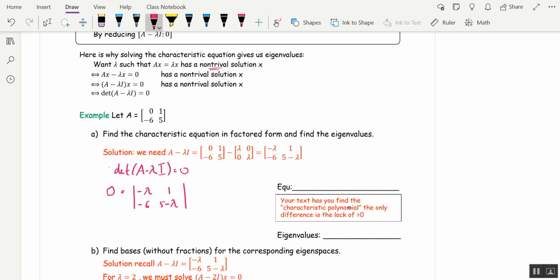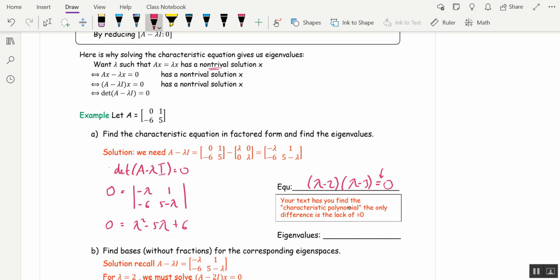Okay, and so that's 0 equals, let's find this determinant, that's lambda squared minus 5 lambda plus 6. All right, and now we want that in factored form. So over here on the answer bar, we're going to write down this equation in factored form. So lambda minus 2, lambda minus 3 equals 0.